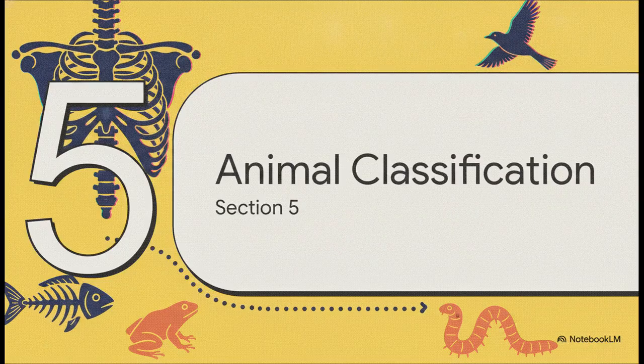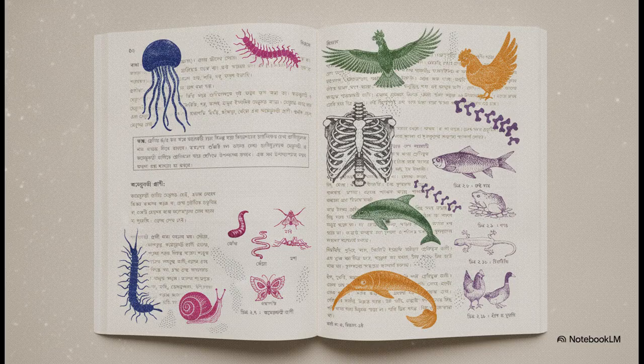And finally, we arrive at Section 5, Animal Classification. The massive Animalia kingdom splits right down the middle, and it's based on one defining feature, the backbone. It's literally a structural pillar. Invertebrates, like insects or leeches, completely lack a spinal column. Vertebrates, like fish, frogs, birds, and humans, are physically built around a solid internal skeleton.